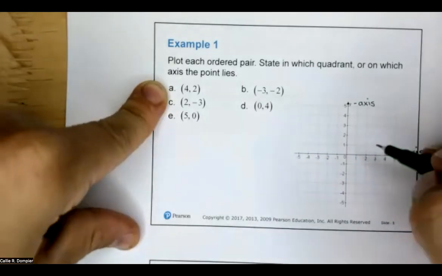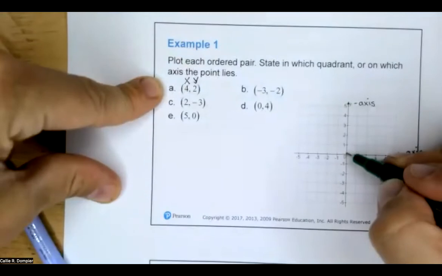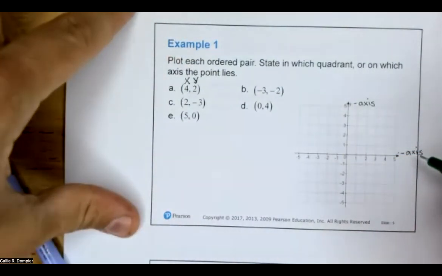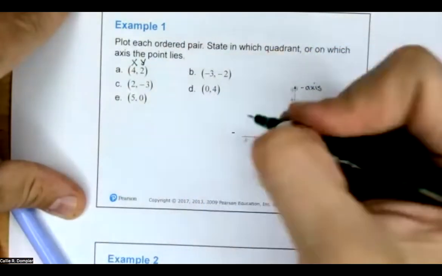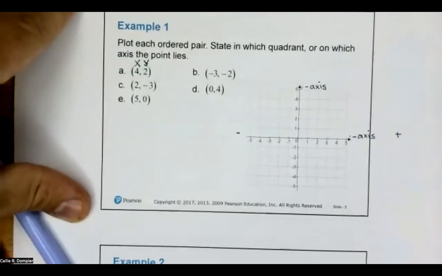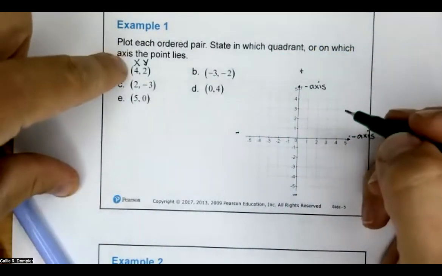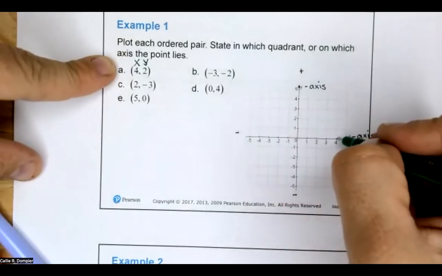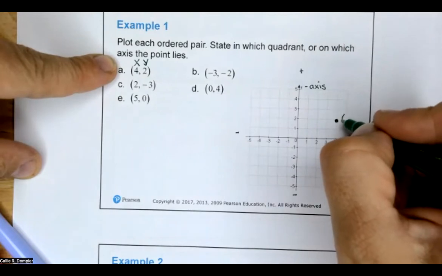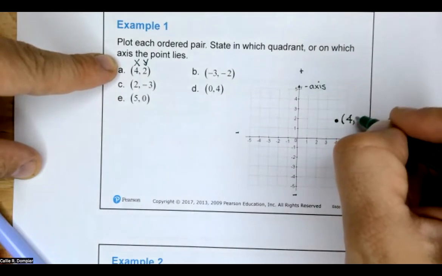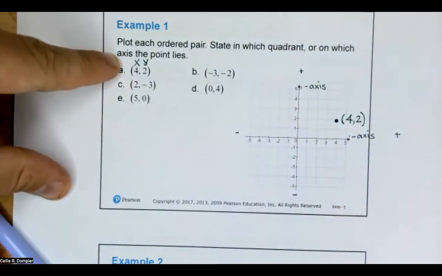Point A is (4, 2). Remember, your first number is always x, your second number is y. So from the origin, I'm going to go to the right 4, because this is positive x, this is negative x, this is positive y, this is negative y. So 4 on the x-axis, 2 on the y-axis. That's the point A, or the point (4, 2). We went to the right 4, we went up 2.